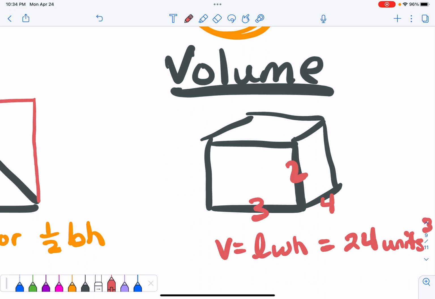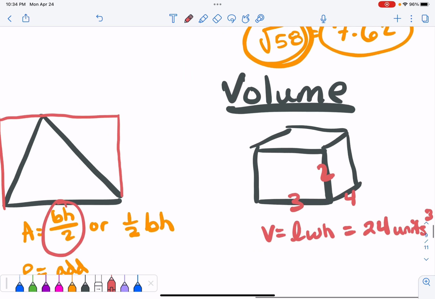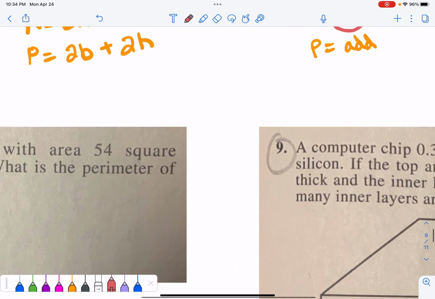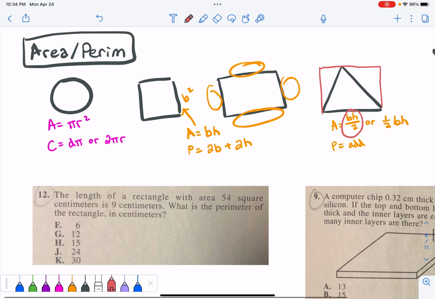If they say find the volume of the cylinder, they will give you the equation for that. They're not going to expect you to memorize that, but the volume of a cube they will. Those are the ones that you need to memorize. All right, let's go to 12.